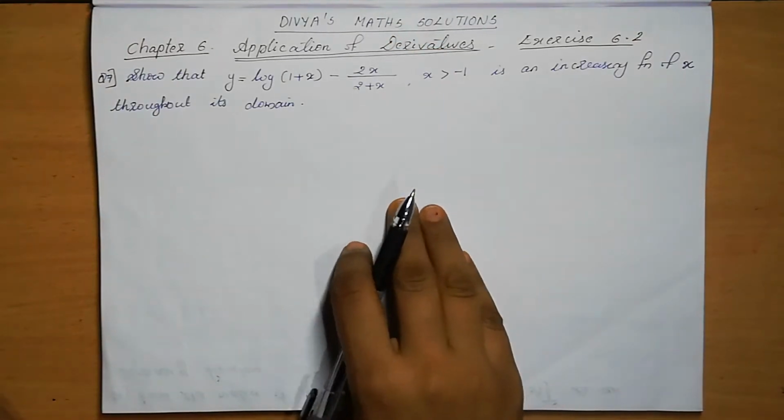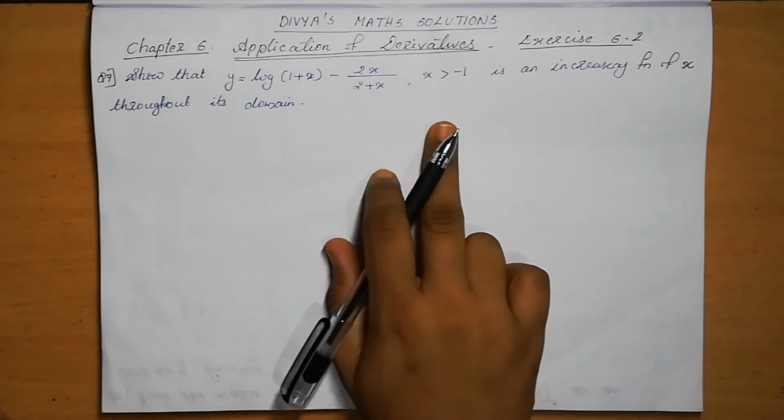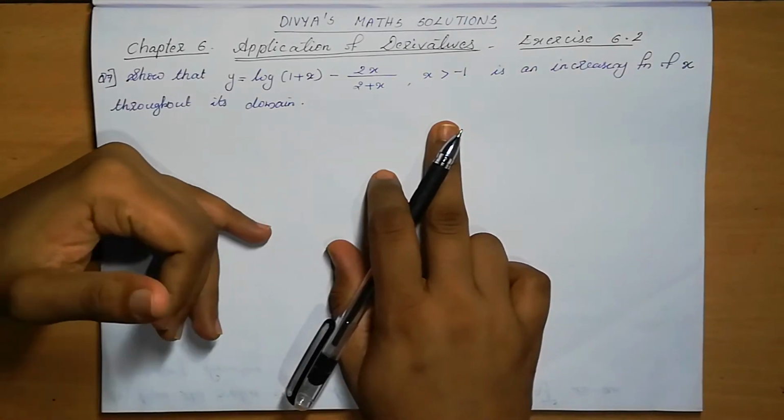Today we are going to discuss Chapter 6 Application of Derivatives, Exercise 6.2. Question number 7. Show that y equal to log of (1 plus x) minus 2x by (2 plus x), x greater than minus 1, is an increasing function of x throughout its domain. So we need to show that the function is increasing.